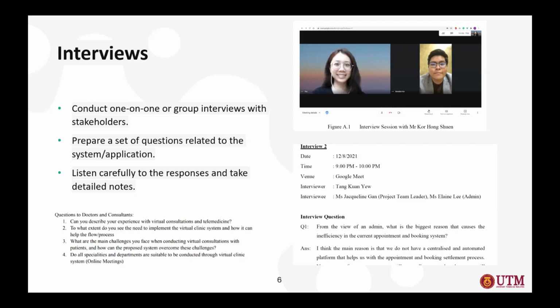If you are here and your project is also about UTM, for example at UTM or nearby UTM, that means you can conduct the interview session face to face. Very easy. Because of what? This one is actually two in one. If you do the interview session face to face, at the same time you can also do the observation there.